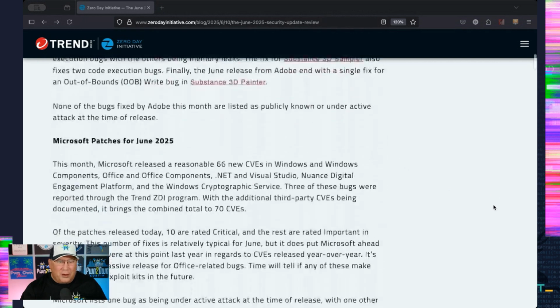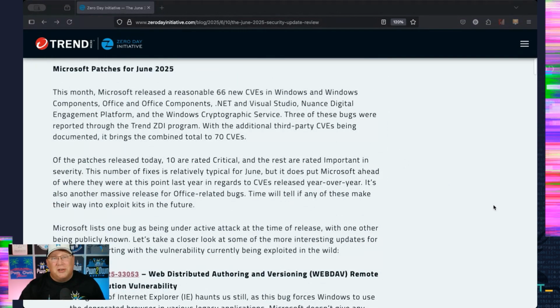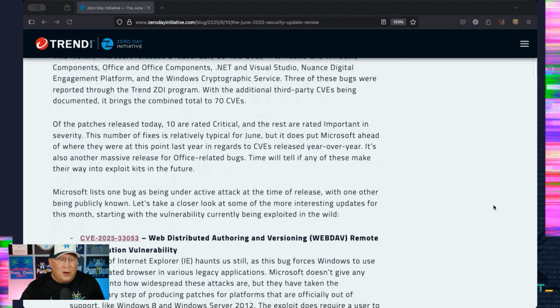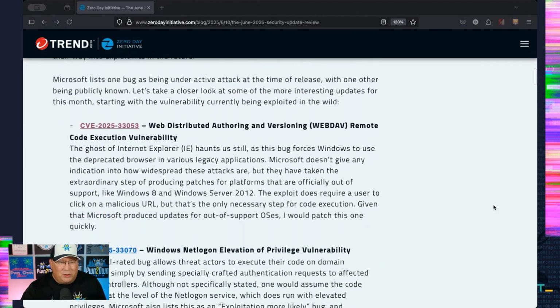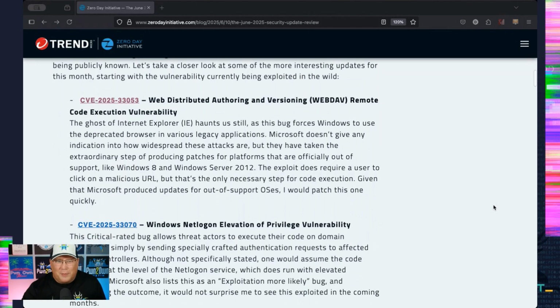Let's move on to the Microsoft bugs. It's a much more reasonable 66 new CVEs from Microsoft in our usual components, a total of 70 CVEs. There's a couple Chrome CVEs and one from CERT/CC in there. 10 of these are critical. The rest are important. It's really interesting to see the number of Office bugs in this release, but we'll get to that.